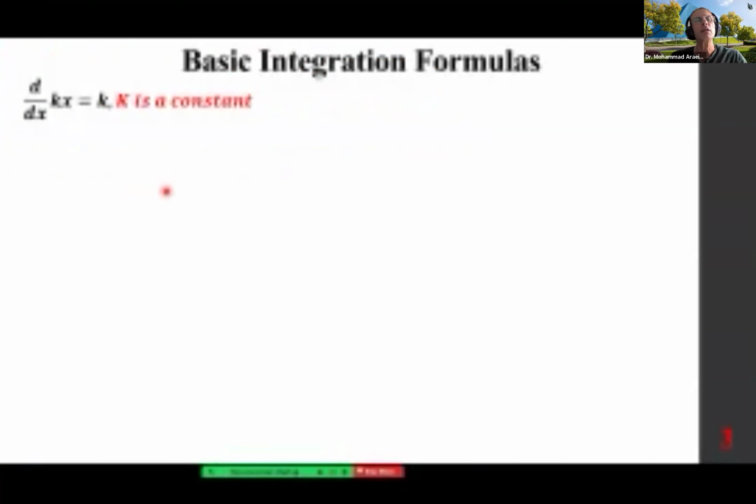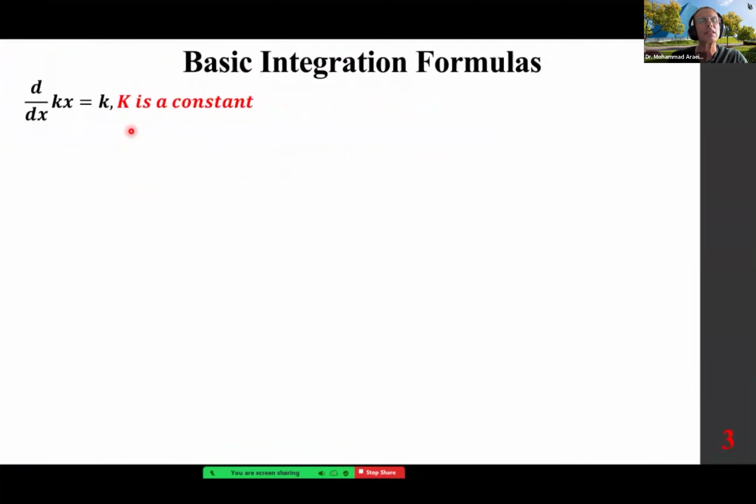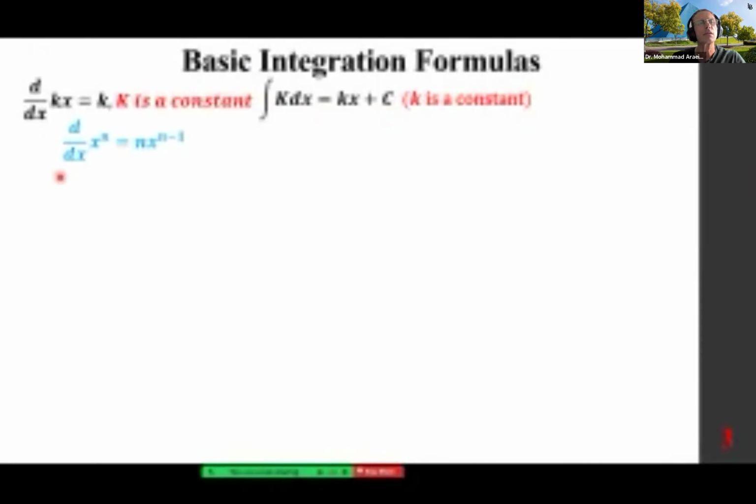Again, reminding everyone, when we were discussing anti-differentiation or integration, since the derivative of kx is k and k is a constant, the integral of k dx becomes kx plus c. Since the derivative of x to the power of n is n x to the power of n minus 1, its integral is x to the power of n plus 1 over n plus 1, plus a constant, of course. n can't be negative 1.